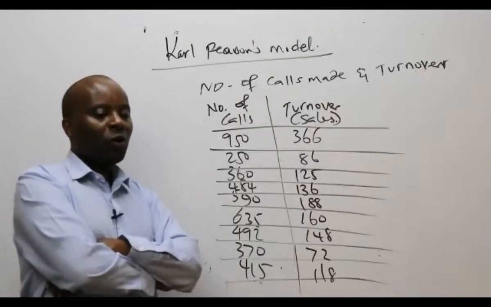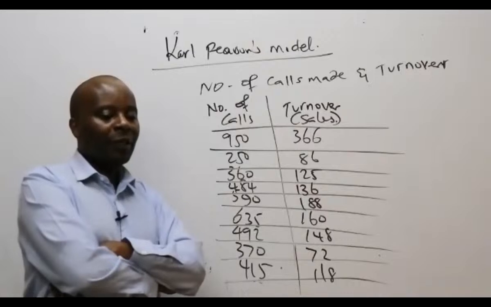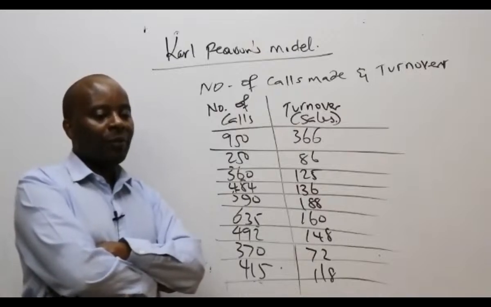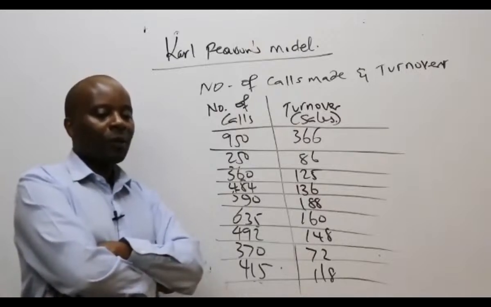Fatima says number of calls is X. Lilian also says the same. Turnover becomes Y. Thank you very much, Grace. Great.